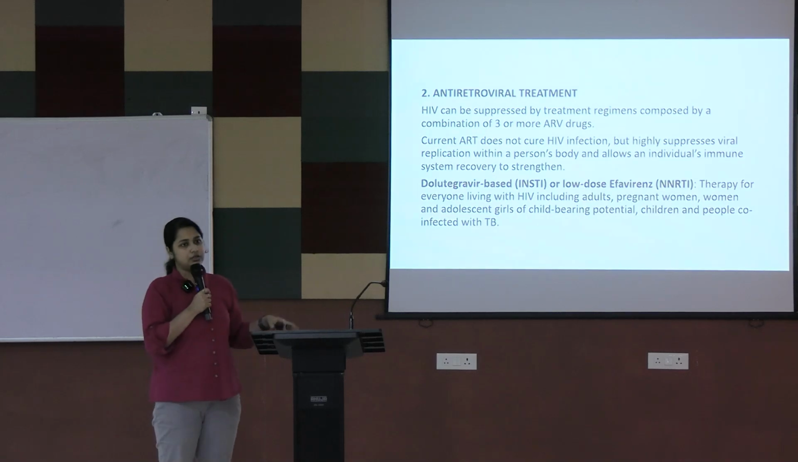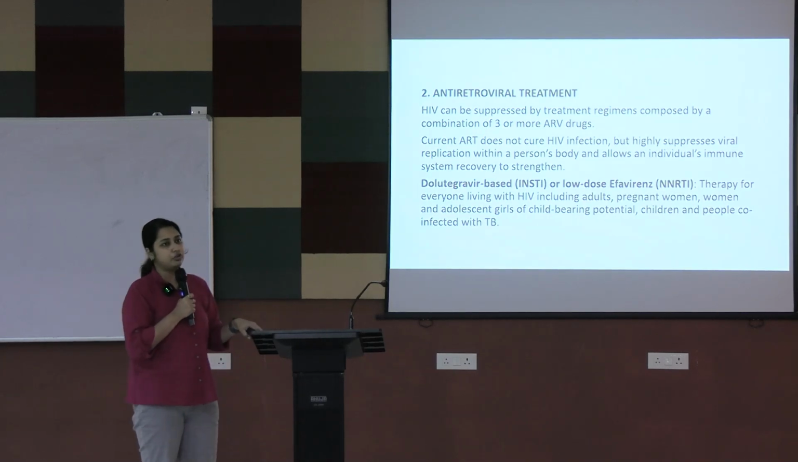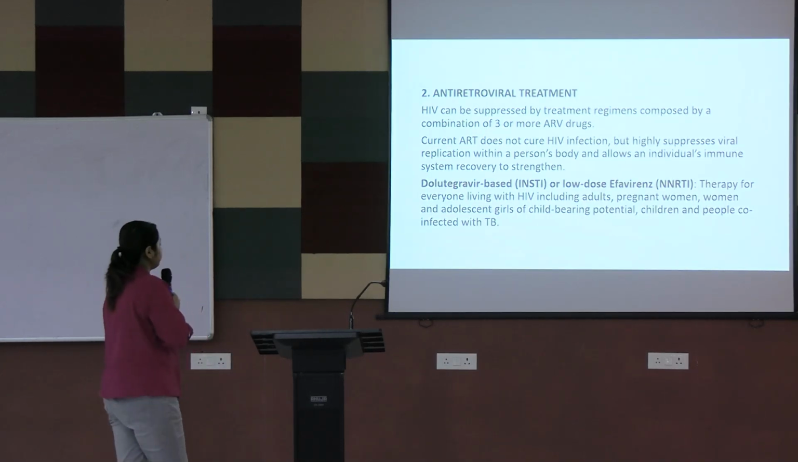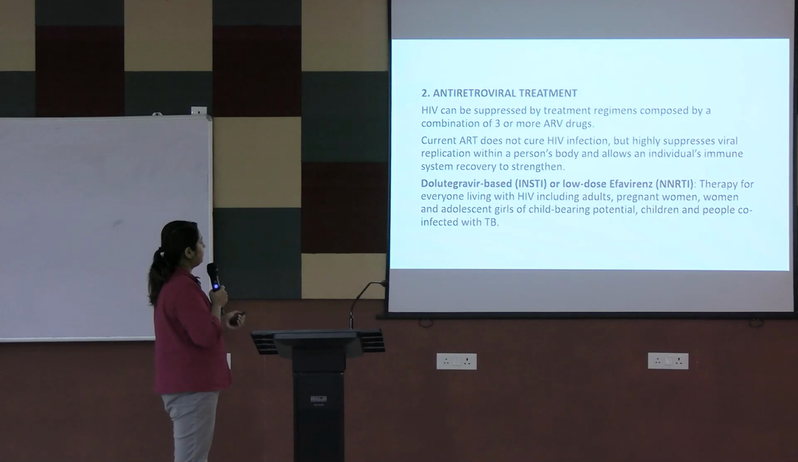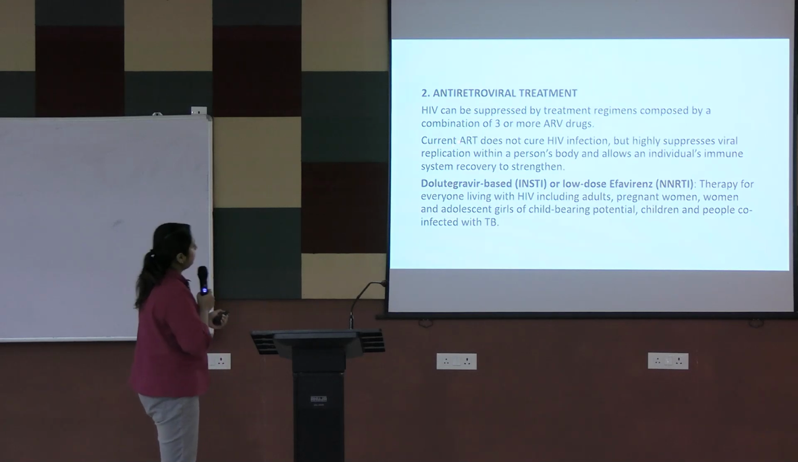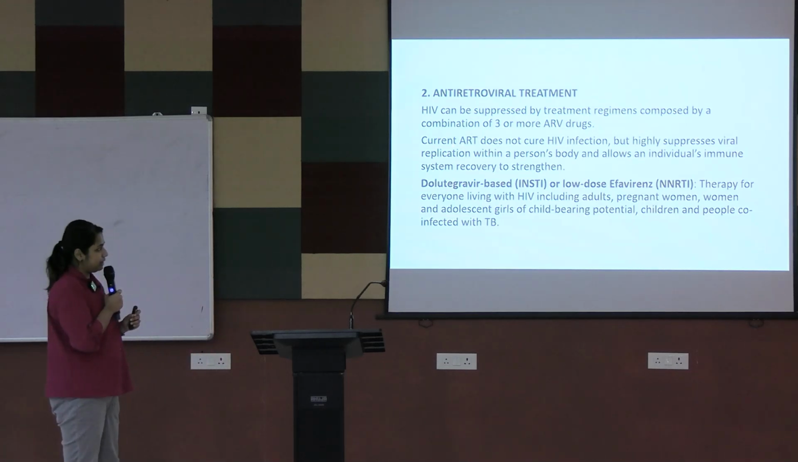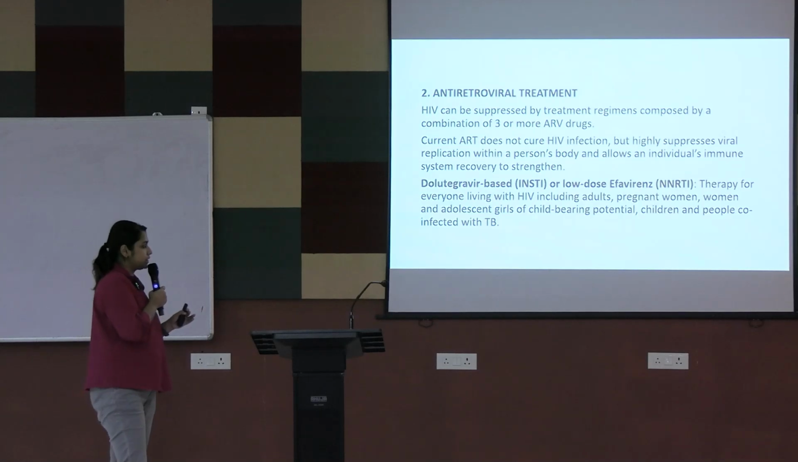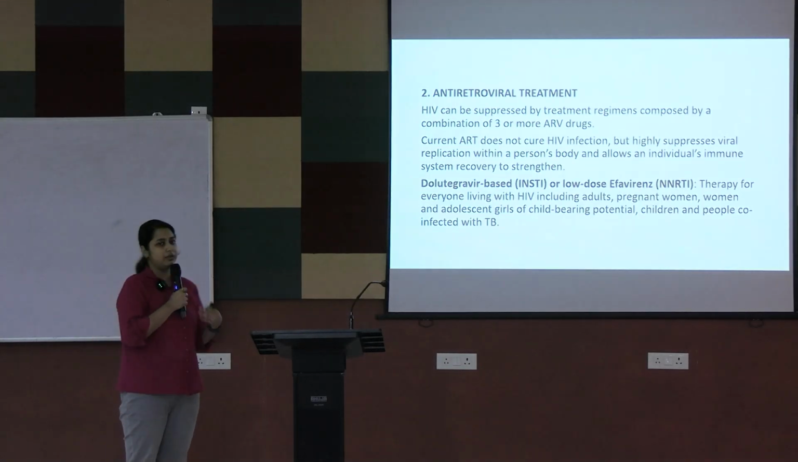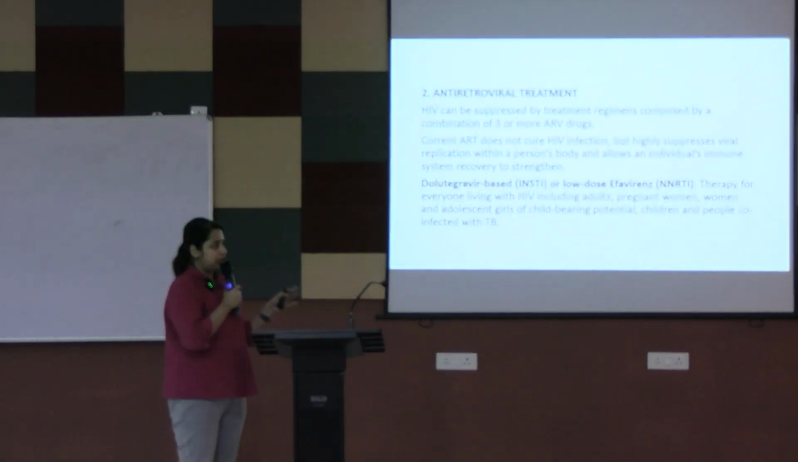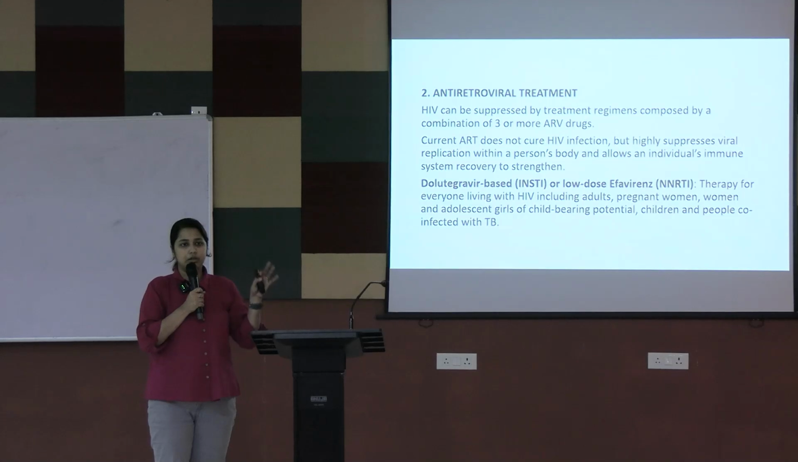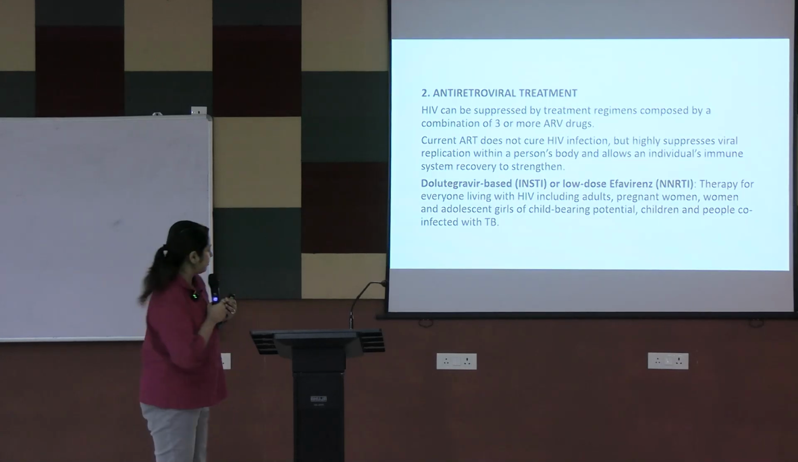Next, now prevention has occurred. Next comes the antiretroviral treatment, ART. Now HIV can be suppressed by treatment regimens composed of a combination of 3 or more ART. The current ART does not cure HIV infection but highly suppresses the viral replication or the viral load within the body and allows an individual's immune system recovery to strengthen. So it is not curative, it is kind of allowing the patient to rebuild their immunity while suppressing the viral load.